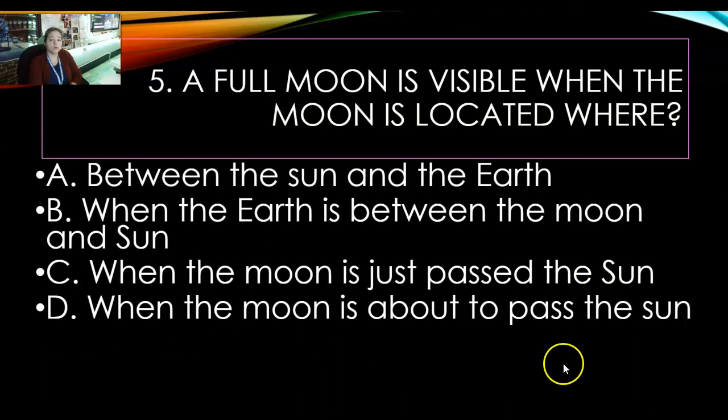All right, a full moon is visible when and the moon is located where? Is it between the sun and the Earth? When the Earth is between the moon and the sun? When the moon is just past the sun? Or when the moon is about to pass the sun? This one is going to be when the Earth is between the moon and the sun.